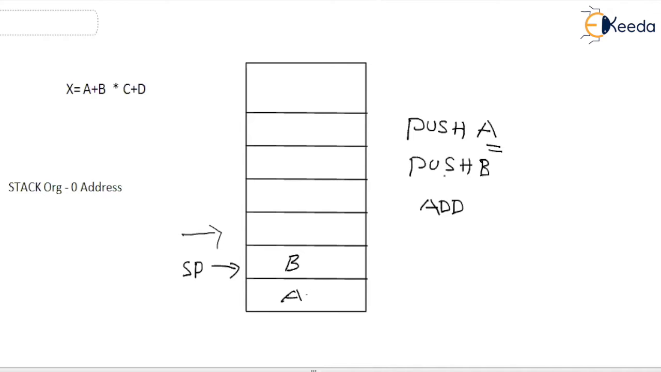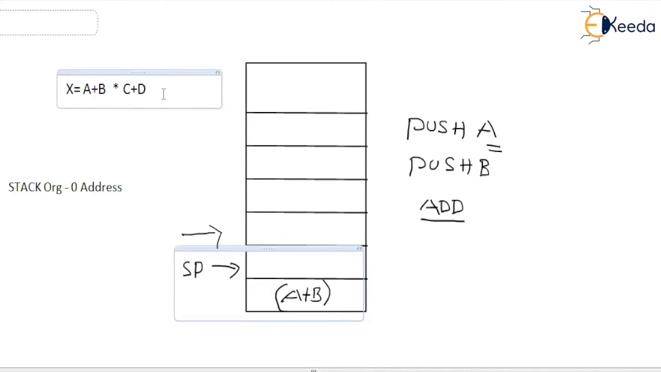That is, push A is pushed here, push B is pushed here, and now when you say add, A and B will get added and will be stored here. Now this element will be erased, and the stack pointer will come back to this element. Then what we need to perform? We need to perform C plus D.